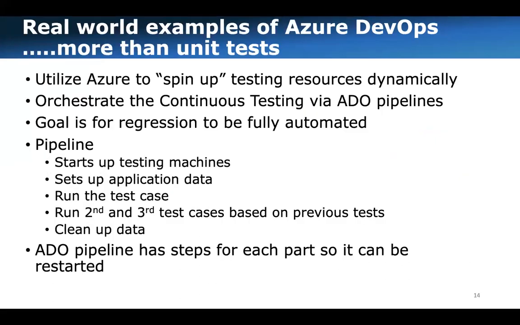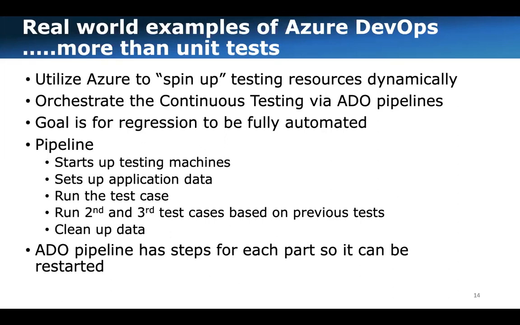So I'm now giving you the theoretical background of this and how it works and what's the value of the second build. And now let's talk about what an example would be with Azure DevOps. If you're using Azure to spin up your resources dynamically, that's great because you're bringing up your machines. You want to use it to orchestrate your continuous tests via the ADO pipeline. And then the goal is to be as fully automated as possible. So get as much automation in there as possible.